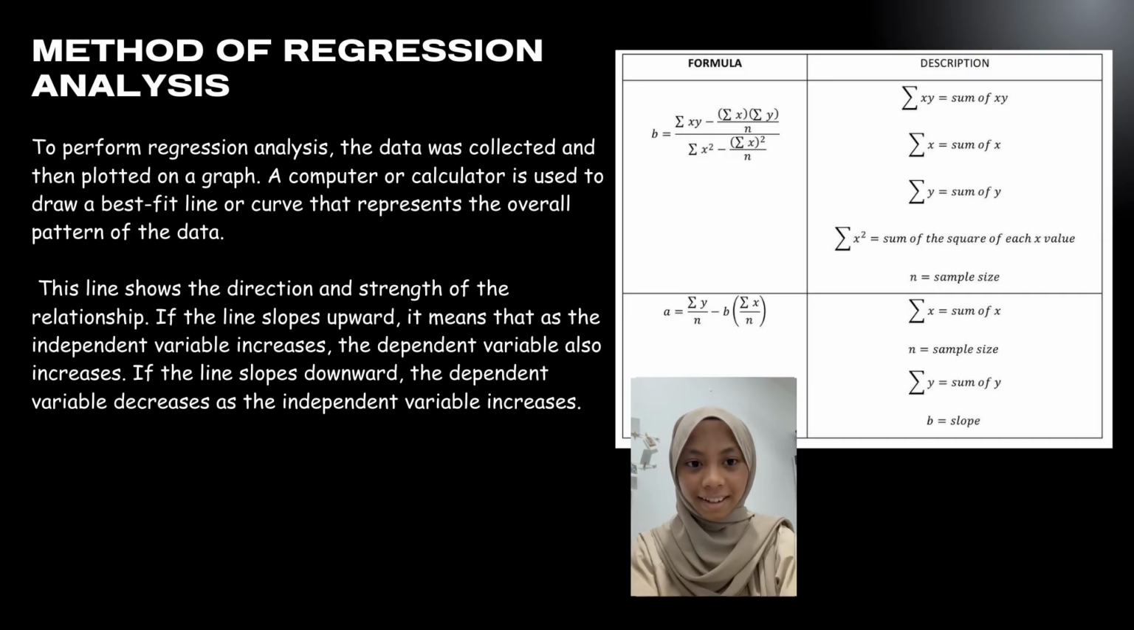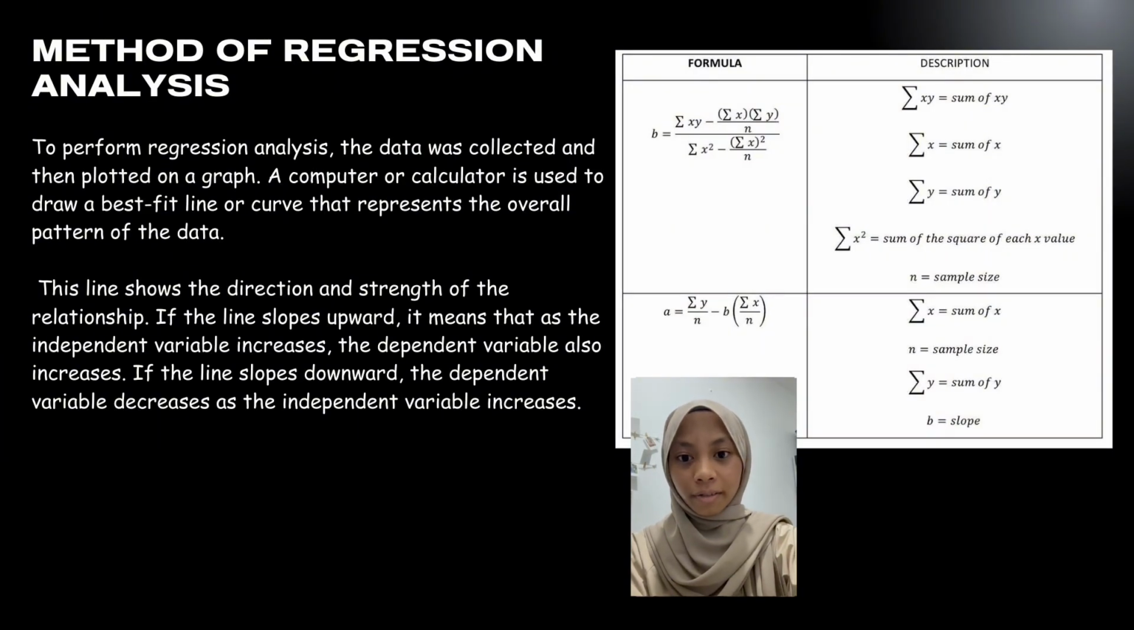For a regression analysis, the data is collected and then plotted on a graph. A computer or a calculator is used to draw a best fit line or curve that represents the overall pattern of the data. The line shows the direction and the strength of the relationship. If the line slopes upward, it means as the independent variable increases, the dependent variable also increases. If the line slopes downward, the dependent variable decreases as the independent variable increases.